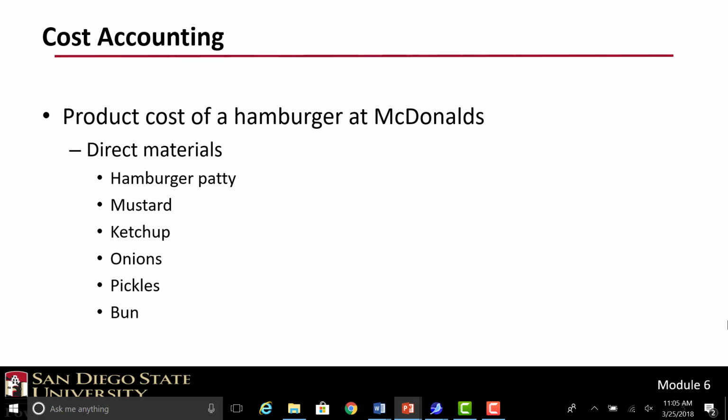Okay, so when we think about cost accounting, one of the obvious problems that we have to deal with is product costing. Let's think about a hamburger that you might get at McDonald's. First we can consider the direct materials that go into that hamburger: a hamburger patty, mustard, ketchup, onions, pickles, and buns. All those are direct materials, right? We can tie some amount or one item to each object, and the object in this case would be the hamburger.